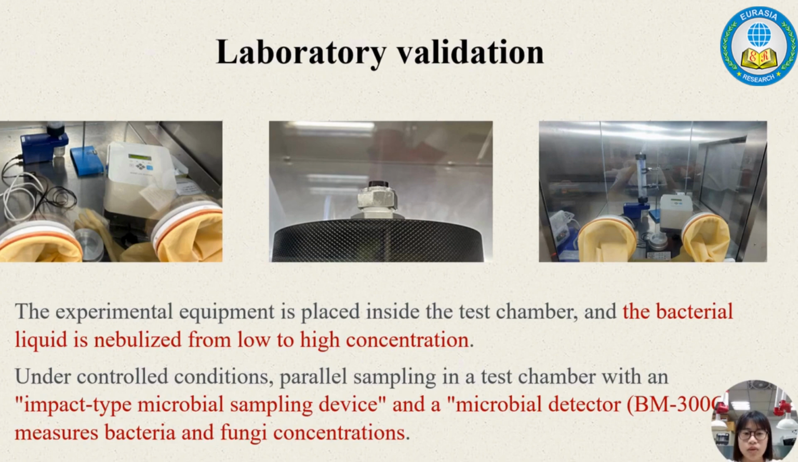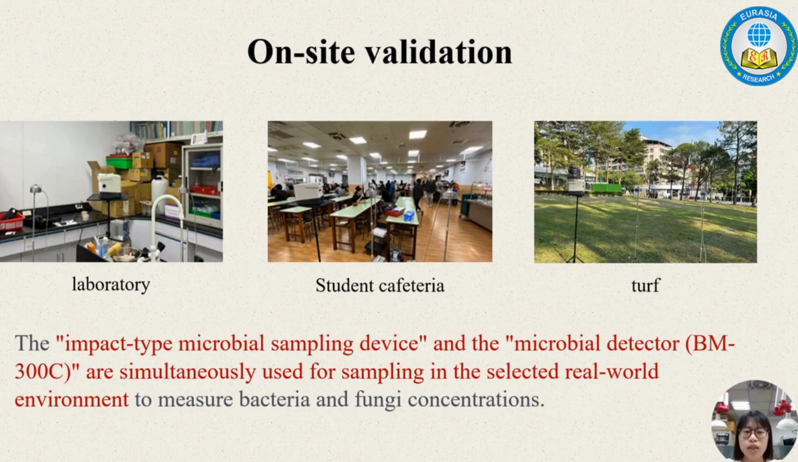Here's what we're doing indoors. First, we'll set up devices in the test chamber and spray the bacterial liquid from low to high concentration. Then we'll use the microbial sampling device and the microbial detector BM300C to sample bacteria and fungus at the same time. Outdoors, we place two devices in a chosen spot to sample at the same time.